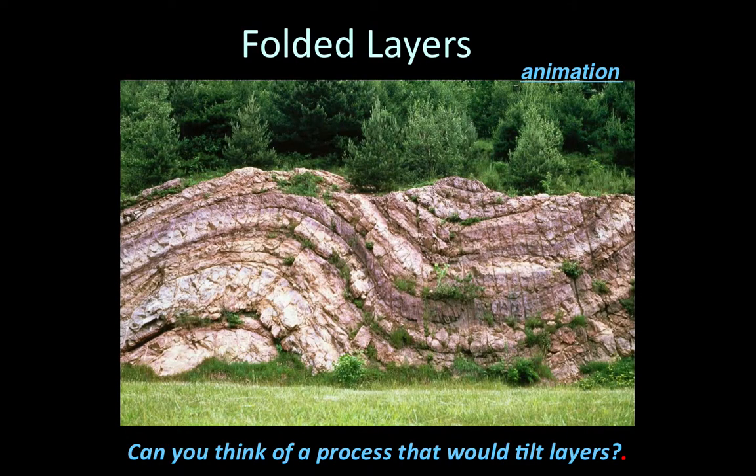Could you think of a process that might tilt layers? Like here we see really folded layers on the side of a road. This is actually a road cut. So these lines that are going through the layers are the drill holes that the highway department used to put dynamite in and blast away at the side of a hill. And we could see the folding inside of that.